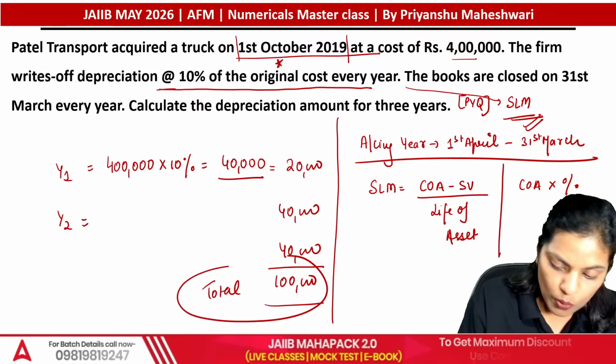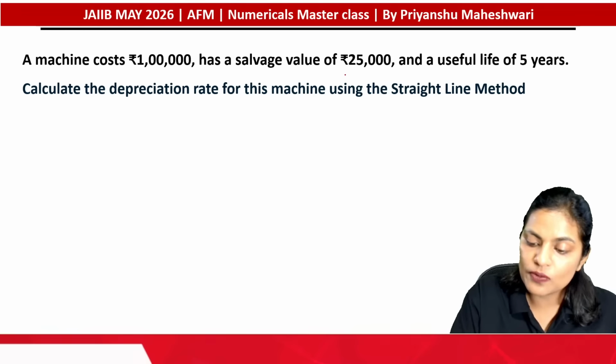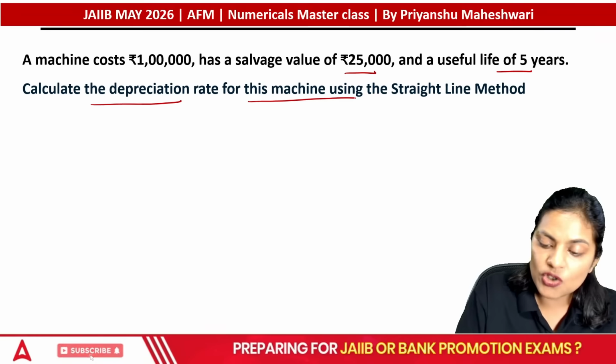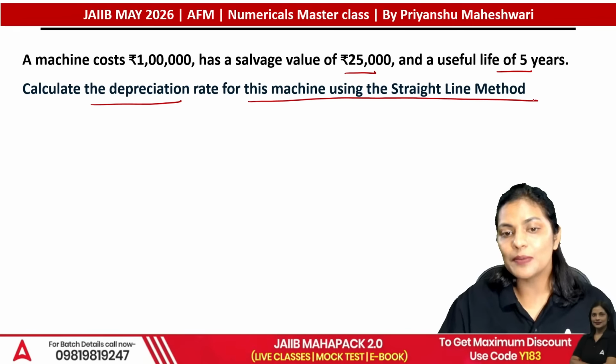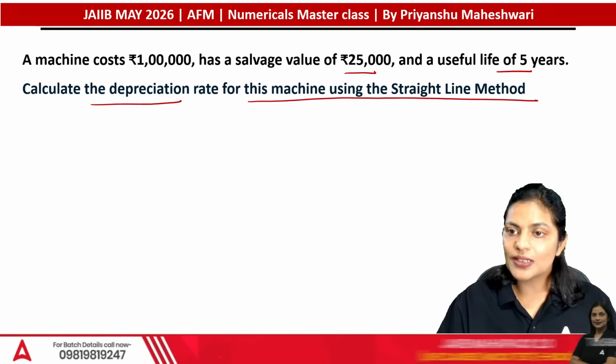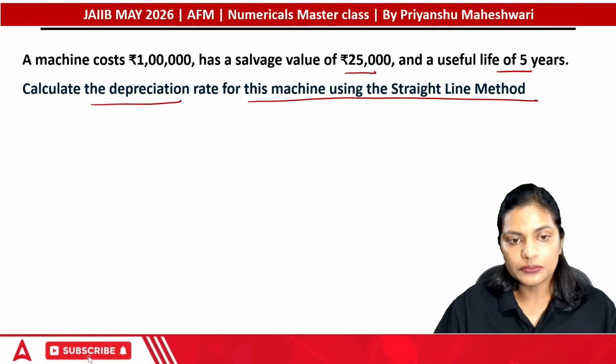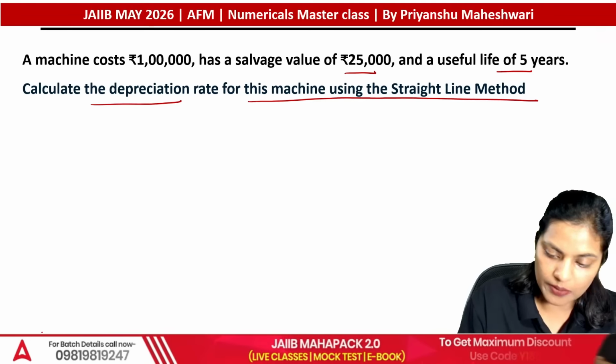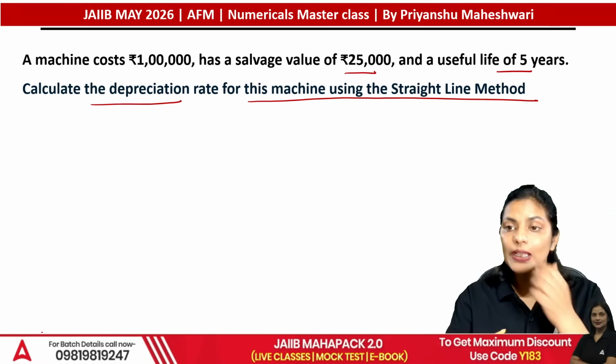A machine cost rupees 1 lakh, has a salvage value of 25,000 and a useful life of 5 years. Calculate the depreciation rate of this machine using the straight line method. Now, what are we supposed to do? We are supposed to calculate the rate of depreciation, right? Depreciation rate. So, how do we calculate depreciation rate?